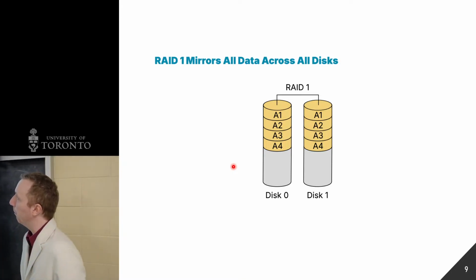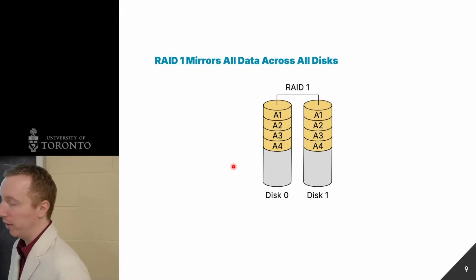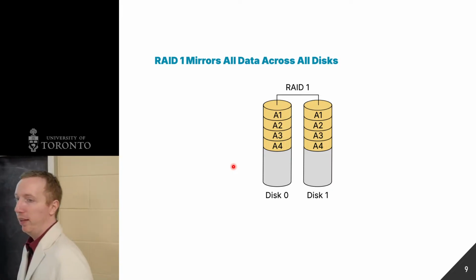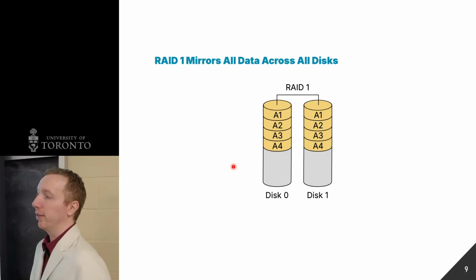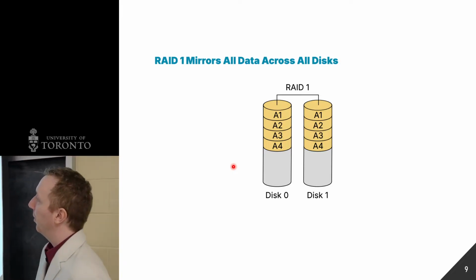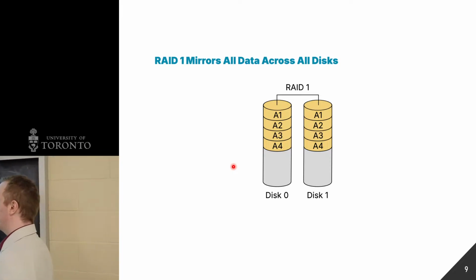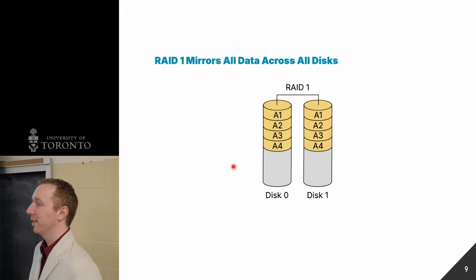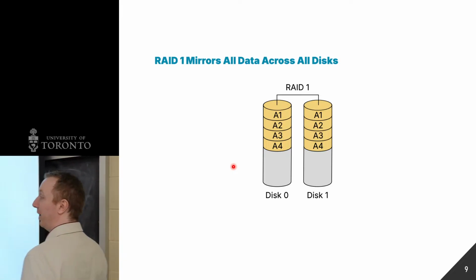So RAID 1 mirrors data across all disks. So all disks are exact clones of each other. So if file A now had 4 parts, all 4 parts would be on both disks. So now, if I lose a single disk, have I lost any data? No, right? What about my read performance? Is it better than a single disk, the same, or worse? Same as a single disk? Everyone agree with that?